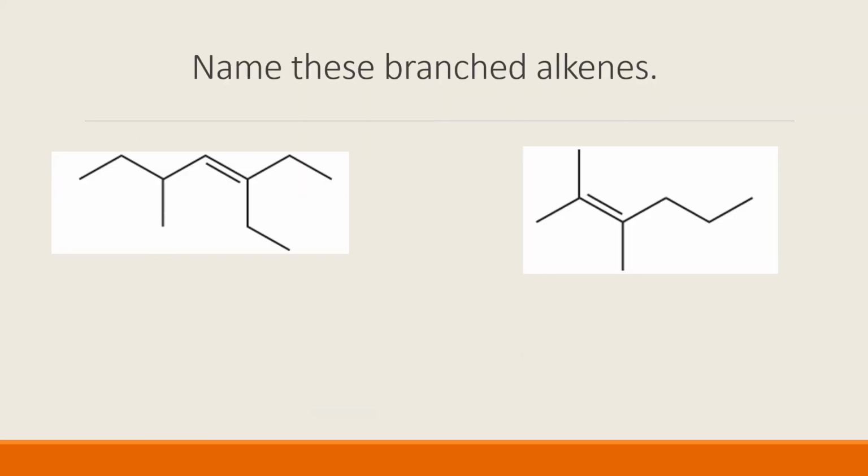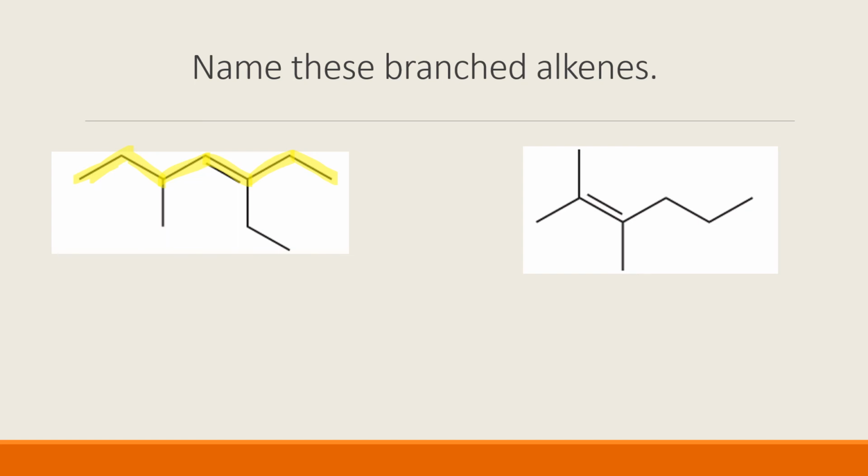Let's practice the names of branched alkenes. First we need to identify the parent chain which also contains the double bond. The parent chain is the longest chain with the double bond, so this would be the longest chain, either this way or this way. Both are correct. In both cases the number of carbon atoms is exactly the same, and both will give the same answer or same name.